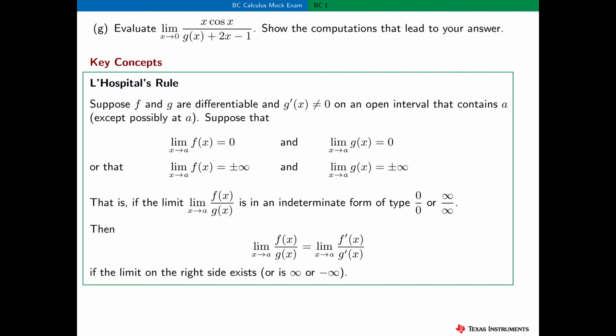Now, I won't read through this entire statement. It basically says that if we have a limit in an indeterminate form of type 0 over 0, or infinity over infinity, then we can find the limit of this quotient by taking the limit of the quotient of derivatives. Now, as another aside, this concept has been tested pretty regularly since its reintroduction into the AP Calculus curriculum. And to earn full credit on a problem like this, good communication is extremely important when using this rule.